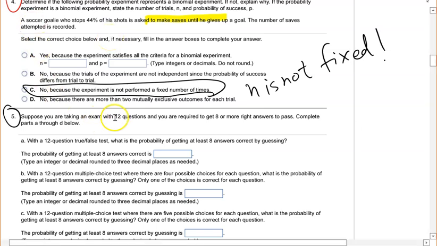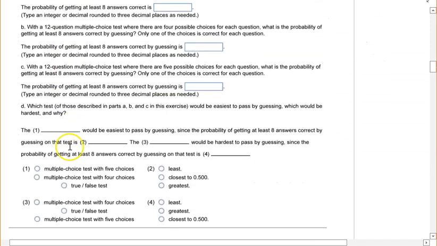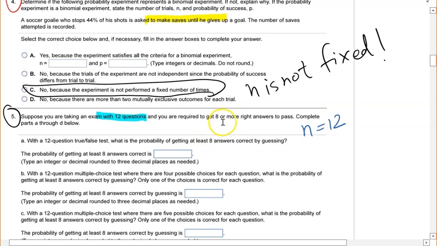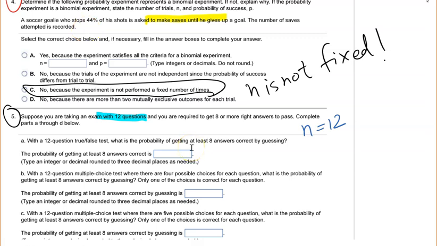Okay, question number 5. Suppose you are taking an exam with 12 questions. Okay, and you are required to get 8 or more right answers to pass. Complete parts A through D. You have different parts here. And notice that there are 12 questions there. Therefore, your number of trials is going to be 12. I should say n equals 12. Okay. You are required to get 8 or more right answers to pass. Okay. Make sense? Part A.